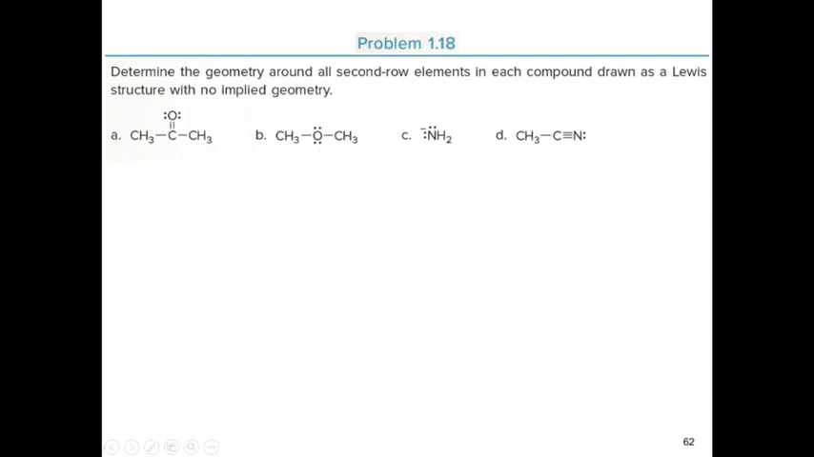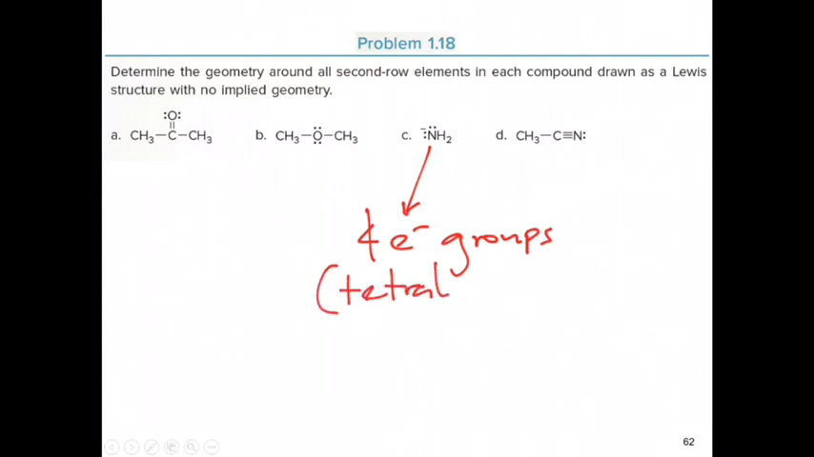And the third one here is amide ion. So we have an NH2. This nitrogen right here has 2 lone pairs and then 2 hydrogens bonded to it. And so each hydrogen is single bonded to the nitrogen for a total of 2 bonding pairs and 2 lone pairs. So that means it has 4 electron groups total, with a tetrahedral electron geometry.